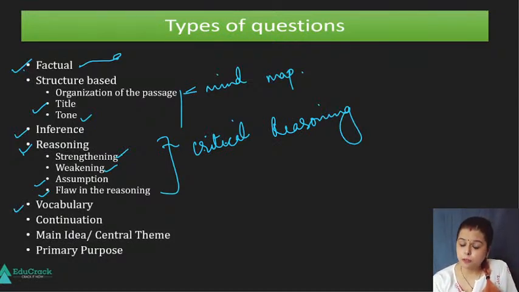You do get vocabulary questions, contrary to the popular belief where people say that there are no vocabulary questions in CAT. You can get vocabulary questions. You can get up to 2 to 3 vocabulary questions from the passages themselves. They ask you the contextual meaning of words, and they'll give you options accordingly. They also ask you continuation questions.